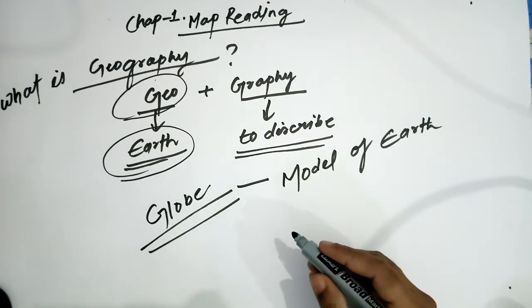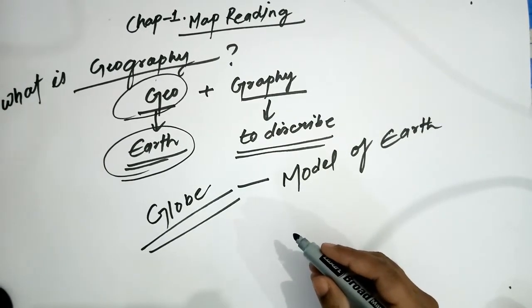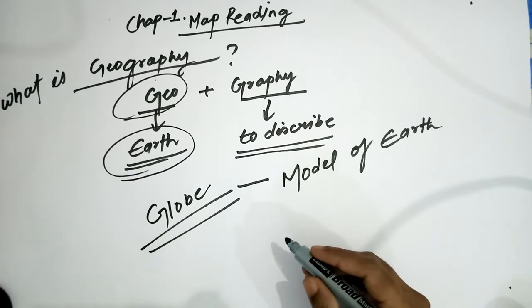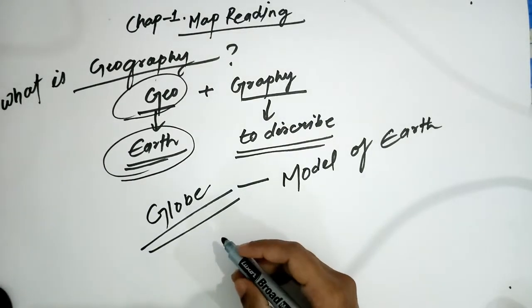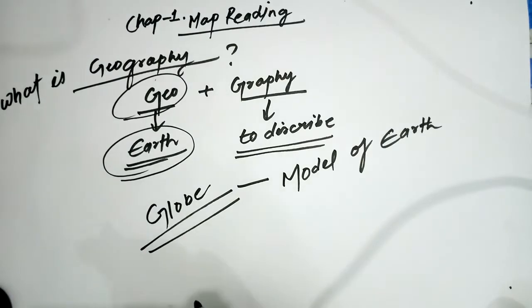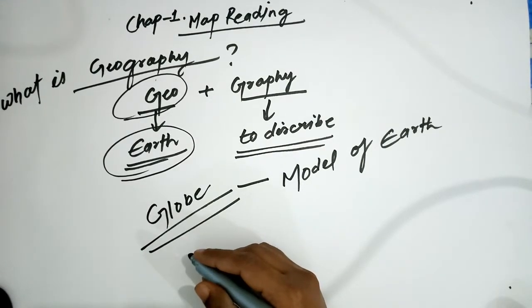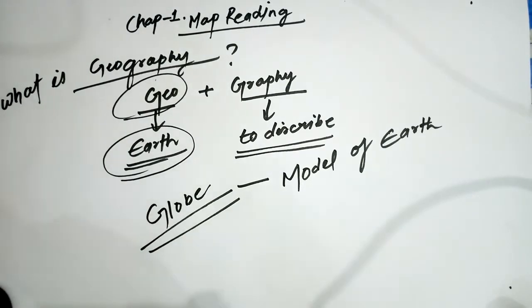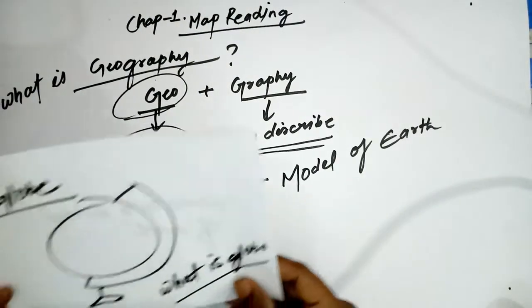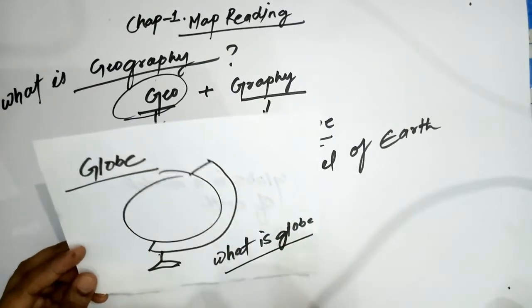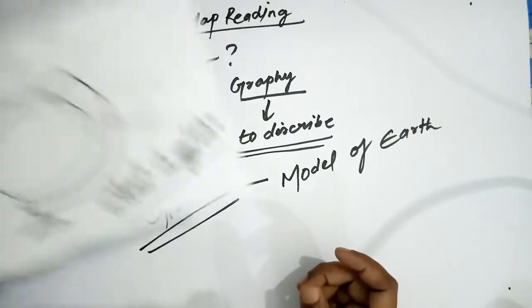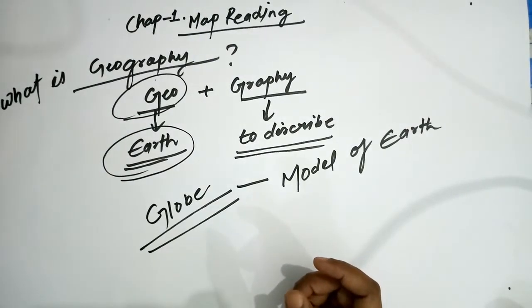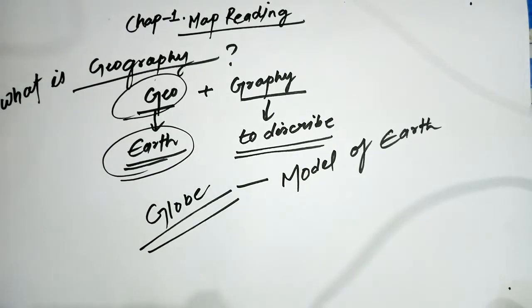The globe is used to study the various aspects of Earth. Many of you have seen a globe. It is a sphere-like structure, like a ball. As you can see, a globe is like that. It is the only accurate way of showing the three-dimensional model of the Earth.